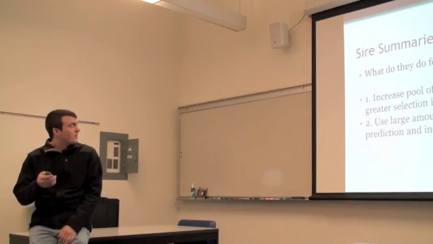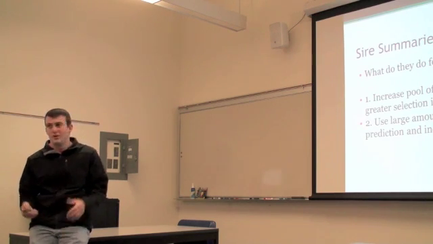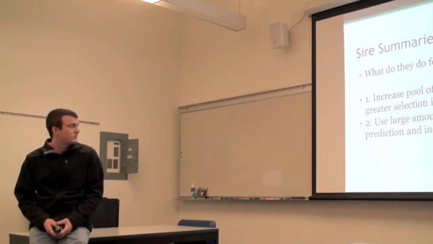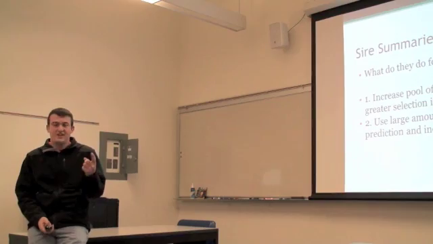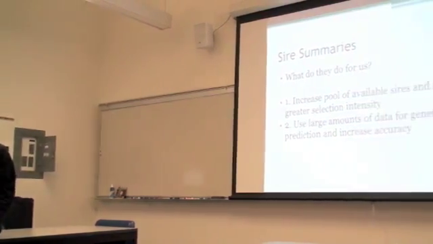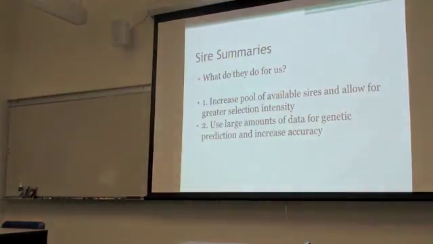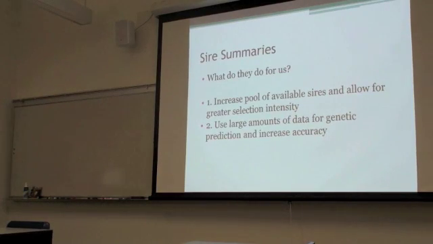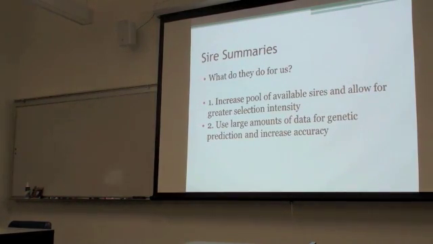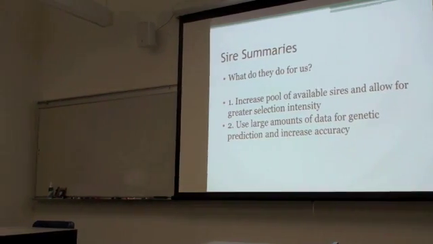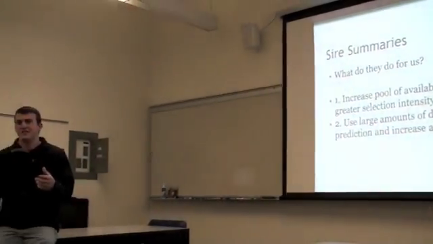So the question is, what do sire summaries do for us? They can, one, increase our pool of available sires and allow for greater selection intensity. And two, they use large amounts of data for genetic predictions to increase the accuracy.